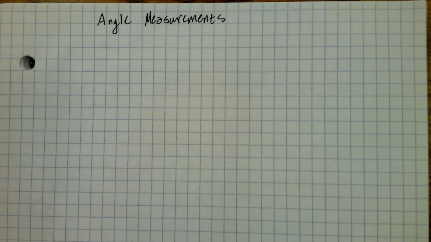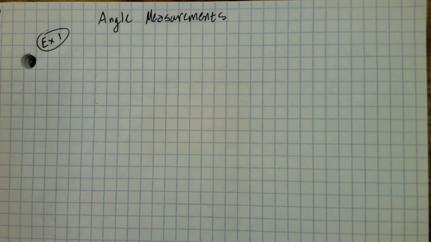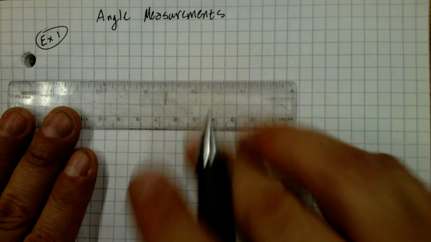Okay, so today we're going to find some angle measurements based on what we learned yesterday. So we're going to do three examples. Here's the first one. I'm going to make a quick sketch of something.